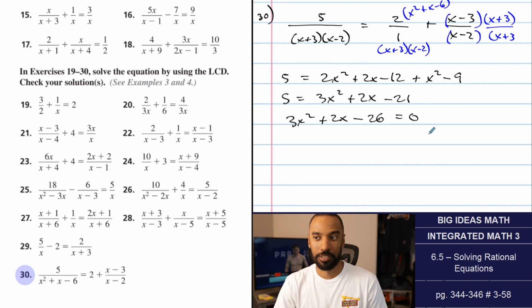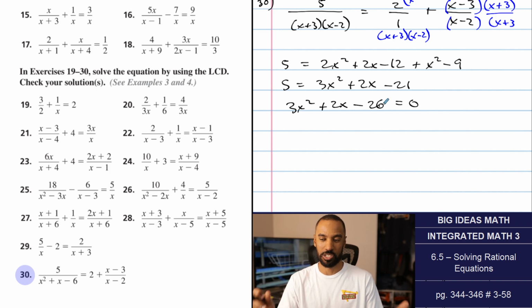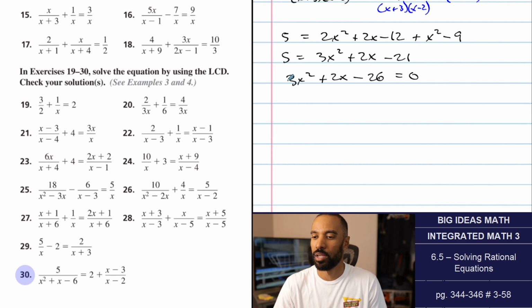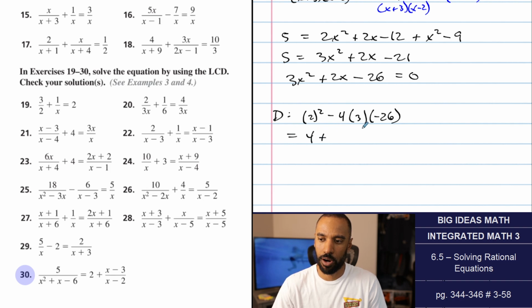If the last one is any indicator, then this probably doesn't have rational solutions either, and that doesn't look factorable in any sort of way. 26 just has 26 times 1 and 13 times 2, and none of those will get me back to 2, even with the 3. So let's go ahead and do the quadratic formula for this one as well. Let's do b squared minus 4ac, which is going to be 4 plus 12 times 26, 312, which is 316.